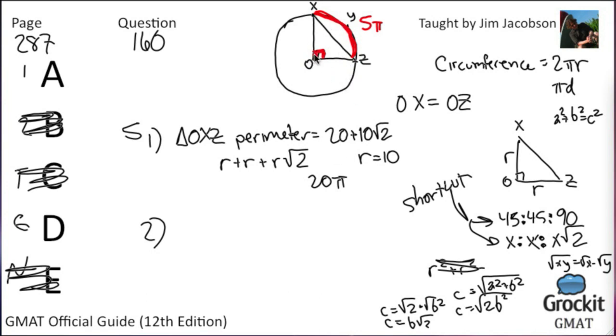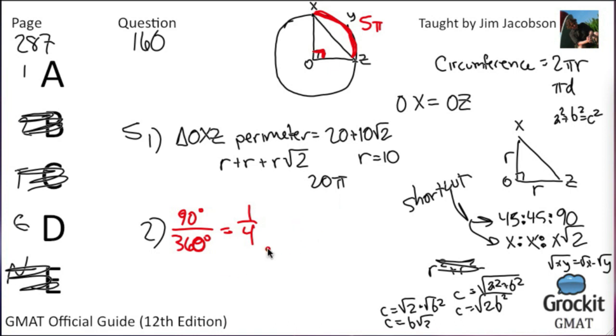So because this is a right angle here, it's a 90 degree angle out of a possible 360 degrees for the circle. So a right angle is 1/4 of the overall circle. It's 1/4 of the circle, which means, in turn, that the arc of 5 pi is 1/4 of the total circumference.